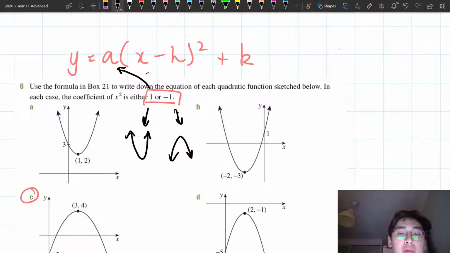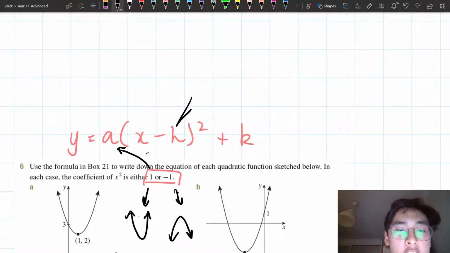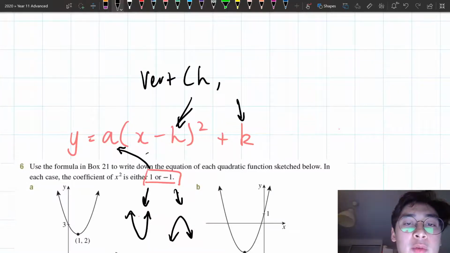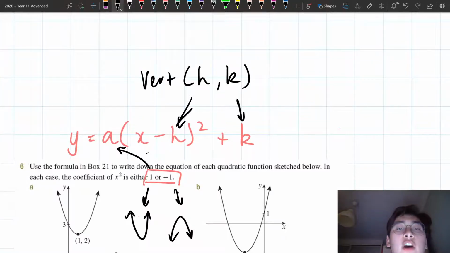So we have a look at these parabolas and I want to find the equation of it. I just ask, is it concave up or concave down? That will tell me the value of a. The other part is these h and k values. Just remember, h and k tell me what the vertex is, so the vertex coordinates are just (h, k).